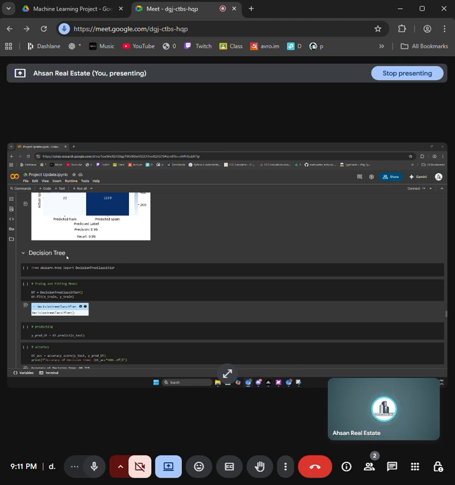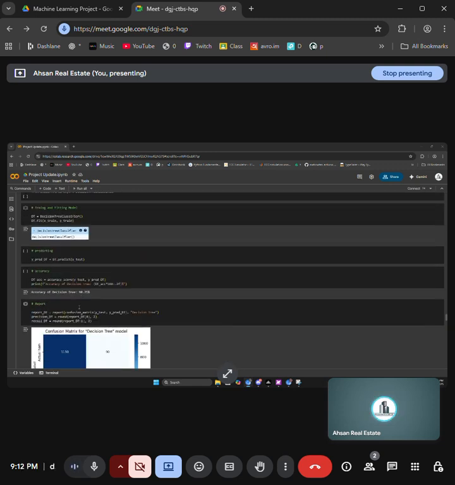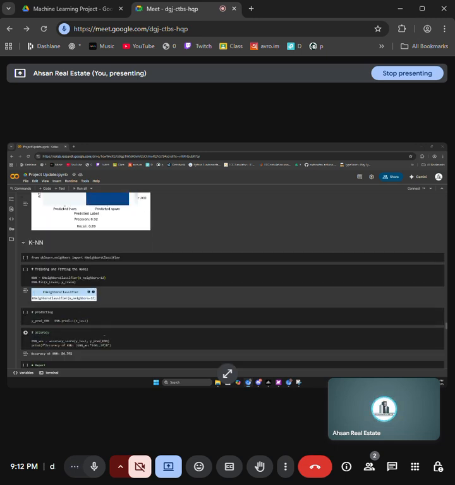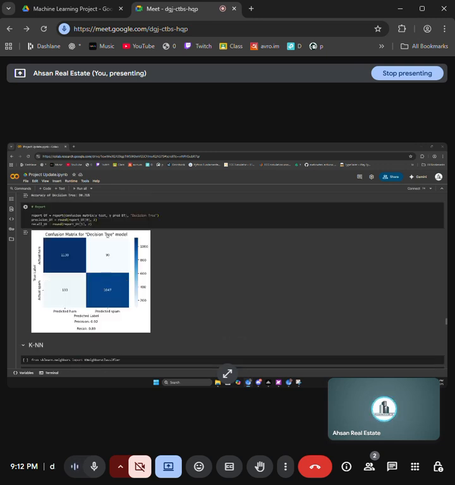After that we tried another model, which is the decision tree. The decision tree is a very well-known model in machine learning practice as well. With the decision tree we got an accuracy of about 90.71% on this dataset. In the confusion matrix we got a precision of 92% and a recall of 89%. Compared with the other models, the decision tree couldn't perform well here.